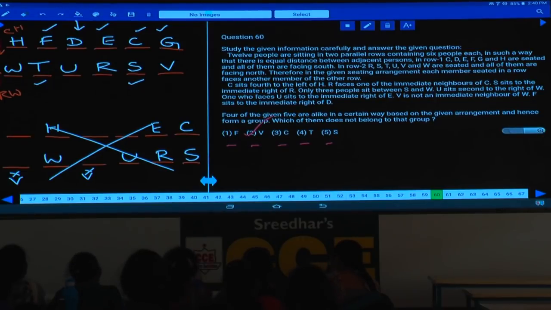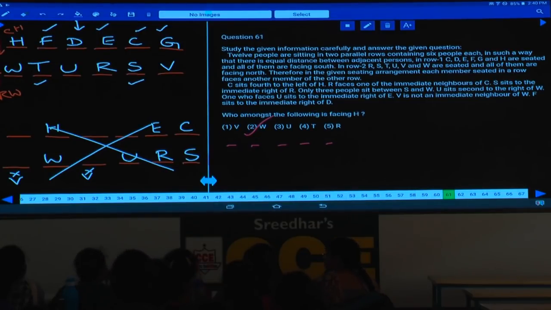Except V, the remaining 4 persons are seated second from the left and the right. Then question number 61. Who among the following is facing H? Tell me who is facing H here? W, that is choice 2.